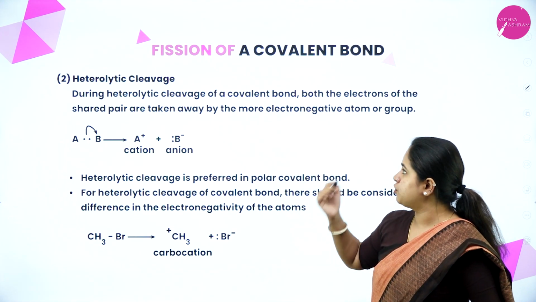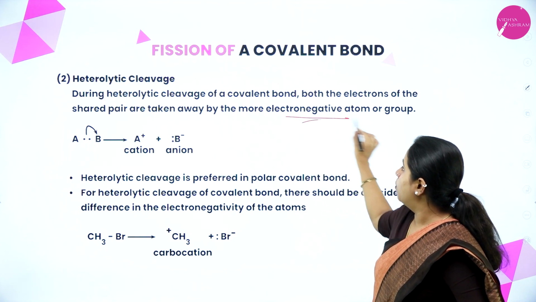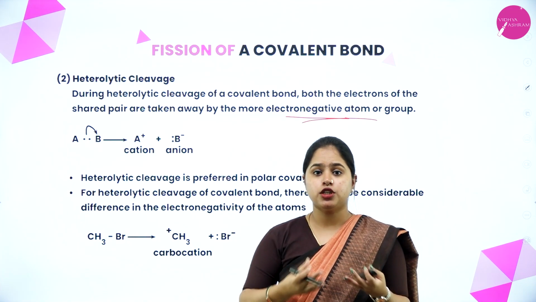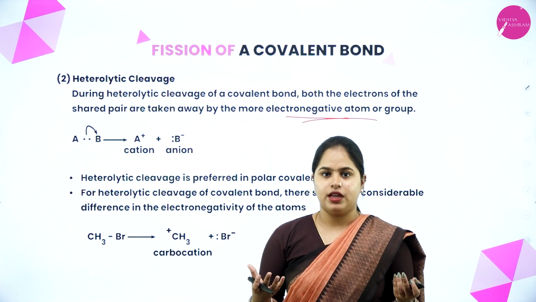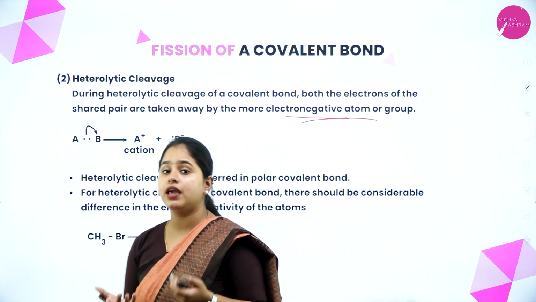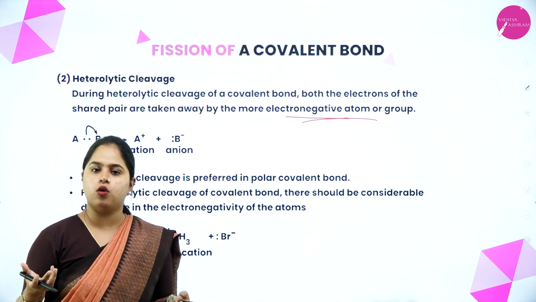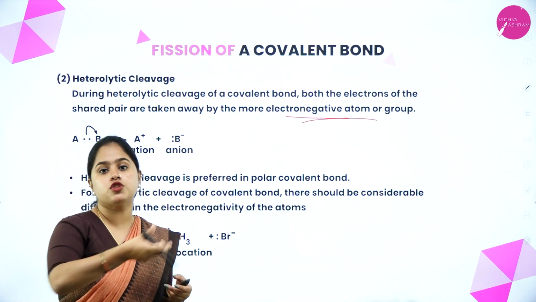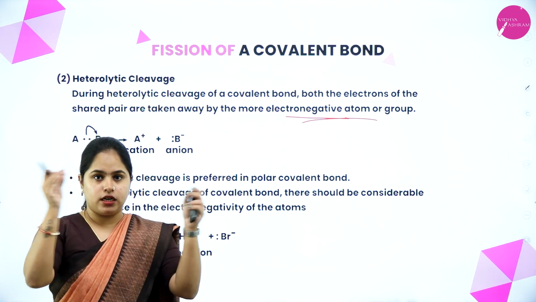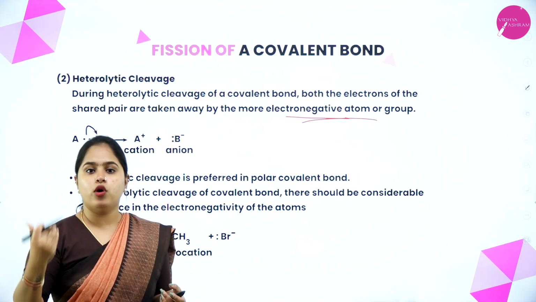During heterolytic cleavage of a covalent bond, both the electrons of the shared pair are taken away by the more electronegative atom. In the earlier case, homolytic cleavage, both the atoms were the same, so there is no electronegativity difference. Now we are considering two atoms having an electronegativity difference, which makes it a polar covalent bond. So the shared pair of electrons will be taken by the more electronegative one. They won't take one electron each. Both the electrons will be taken by the more electronegative atom.